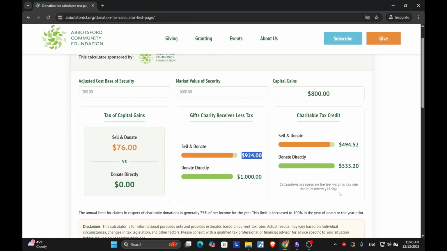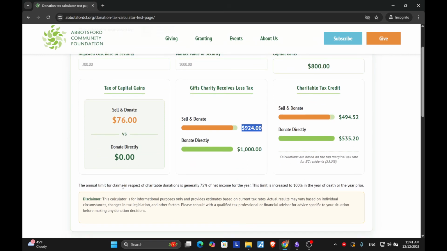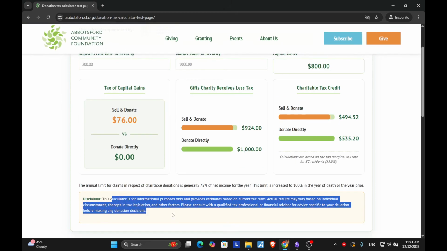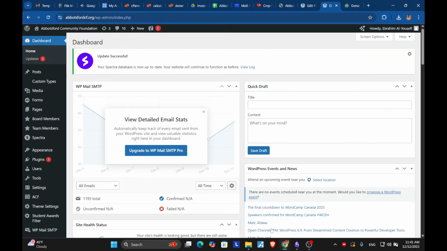This percentage is divided into two parts. The first one is the federal tax credit rate, which is currently set at 33, and then you have the provincial tax credit rate, which is set at 20.5%. Both of those two percentages are editable in the backend. And then you have the annual limit for claim. This note is also editable in the backend. Disclaimer is also editable in the backend. Okay, that's the first portion of the video. Let's move on to the backend and see how it functions.